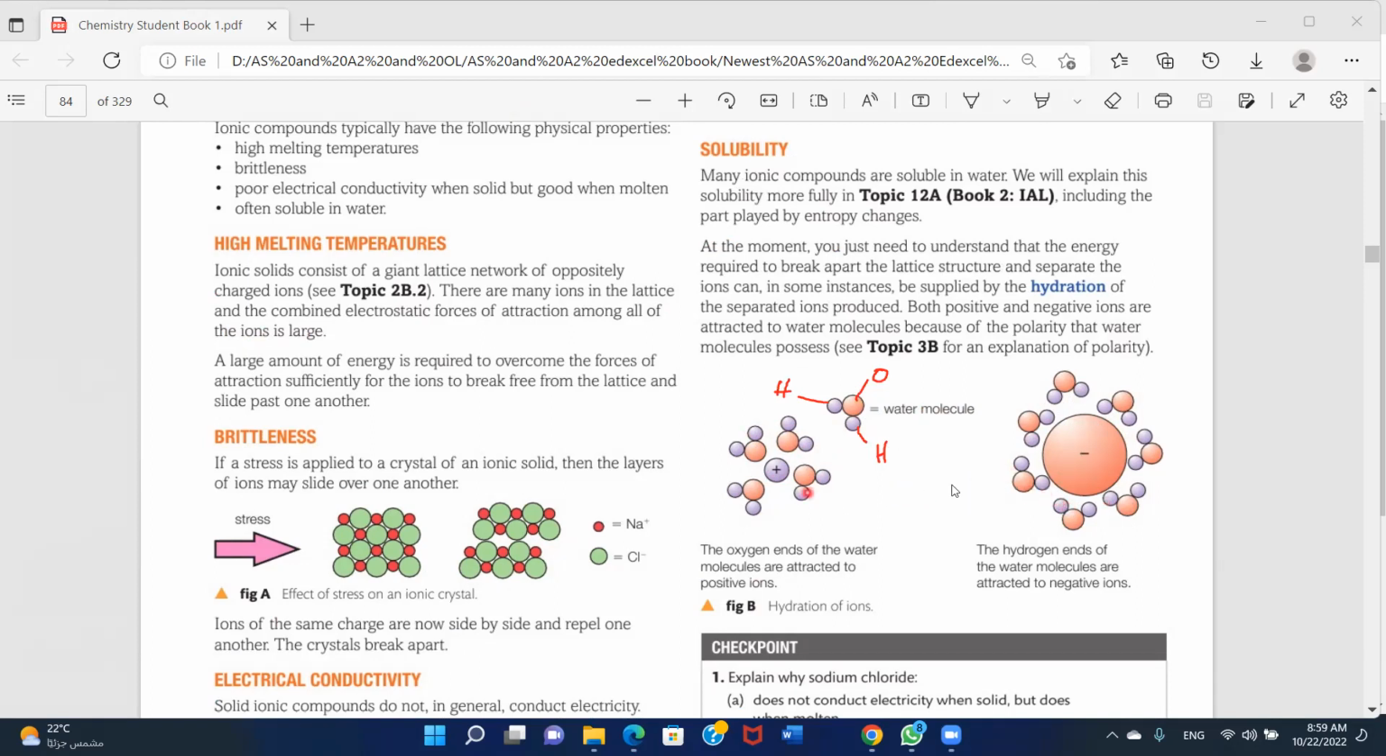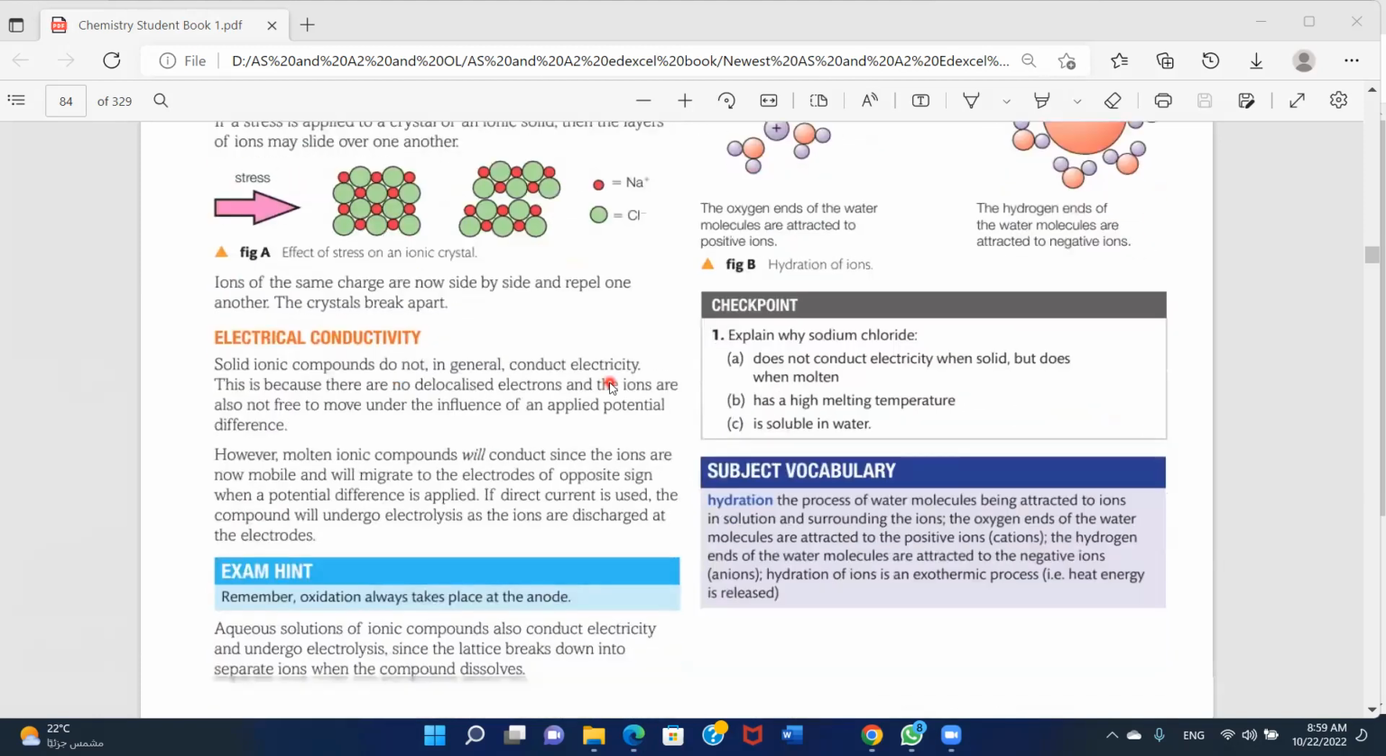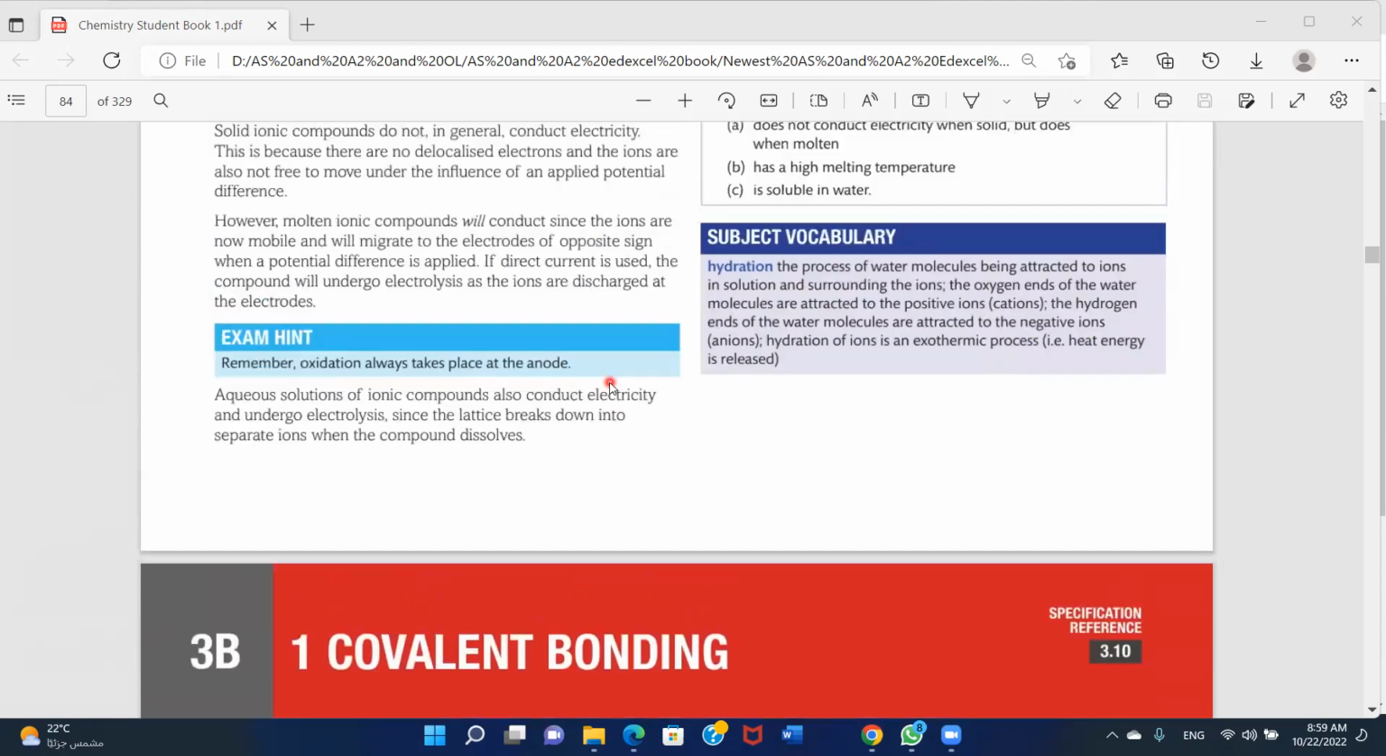We call this hydration. Hydration means surrounded by water molecules. They form a new bond between the positive ion and the water molecules, and between the negative ion and the water molecules. We call it an ion-dipole bond, but of course you don't have to know this. But we know that most of the ionic compounds dissolve in water. Of course, some do not. So these are the physical properties that we have to know about ionic compounds.